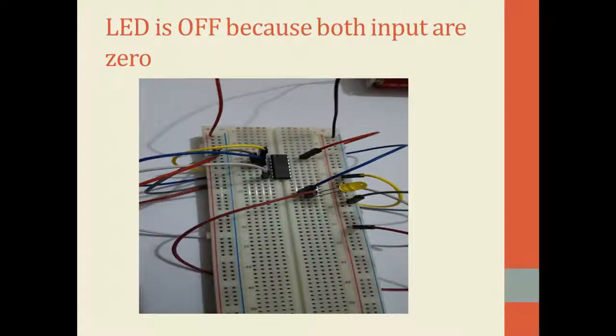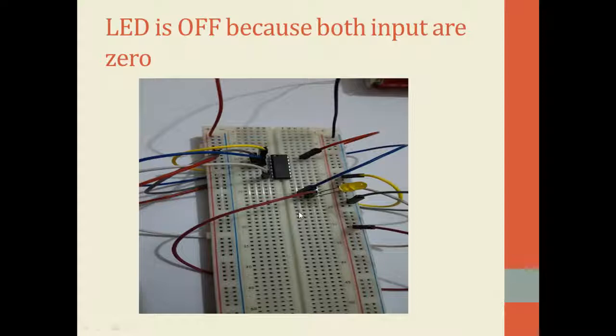Now you can see that the LED is off, but just see this yellow wire and the silver one, both of them are in the negative side of the breadboard, which means that both of the inputs are zero. And as I've told you, according to the truth table of the OR gate, when both of the inputs are zero, which means both of them are connected with the negative side of the battery or the breadboard, the output would be zero.